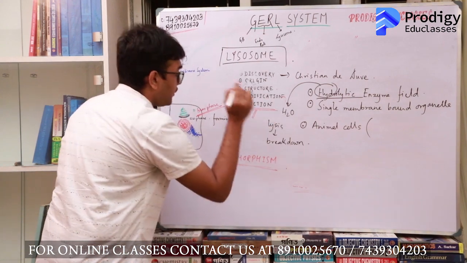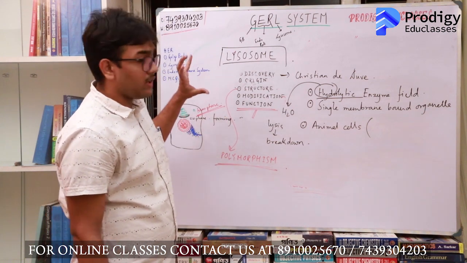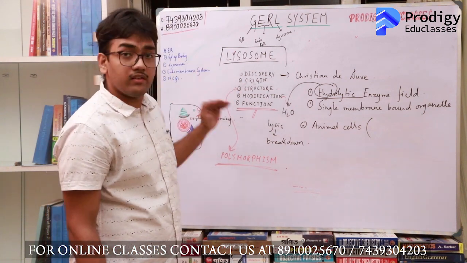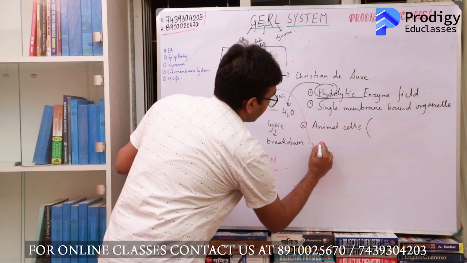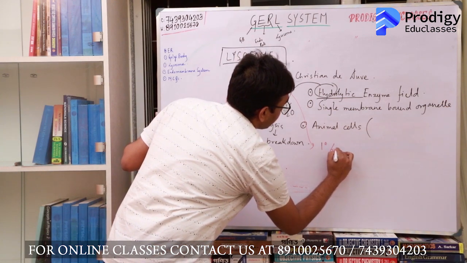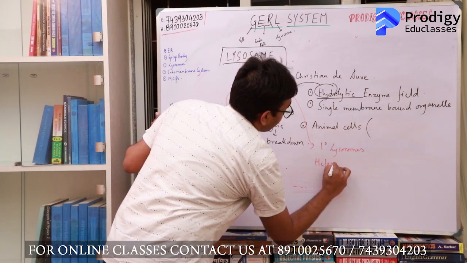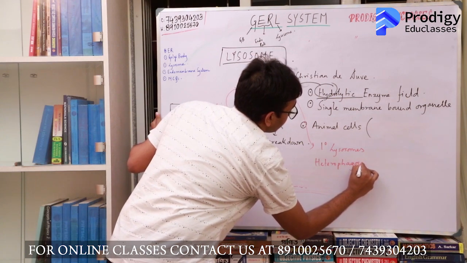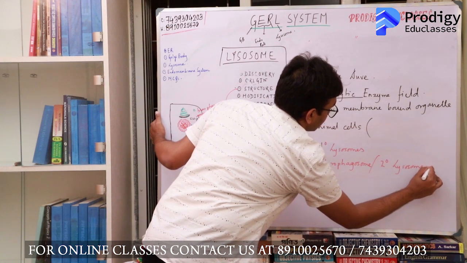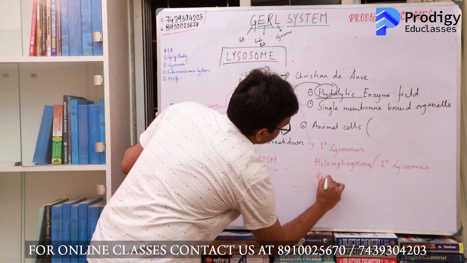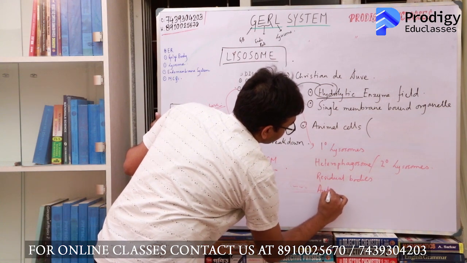Now what does polymorphism mean? Polymorphism means that there are various types of lysosome, and in a single cell you will find lysosomes at various stages of their development. You'll understand it a bit better if I tell you the types of lysosome. The types of lysosome include primary lysosomes, heterophagosomes or secondary lysosomes, residual bodies and autophagosomes.